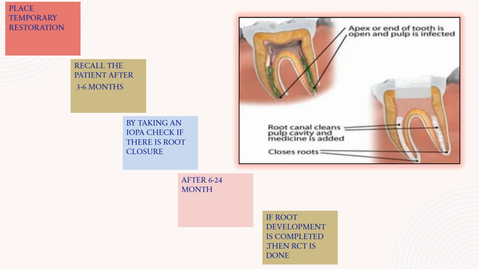By taking an IOPA, check if there is a root closure. After 6 to 24 months, if root development is complete, then root canal treatment is done. And how to check the root closure? We can check by paper point or by file also.